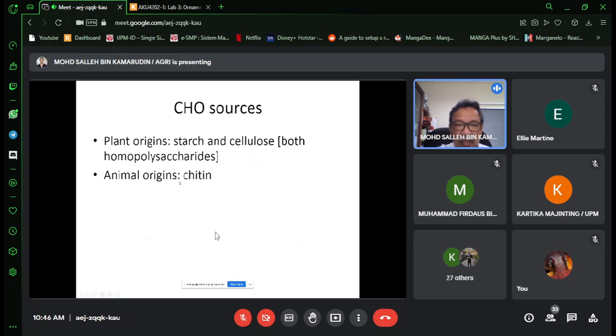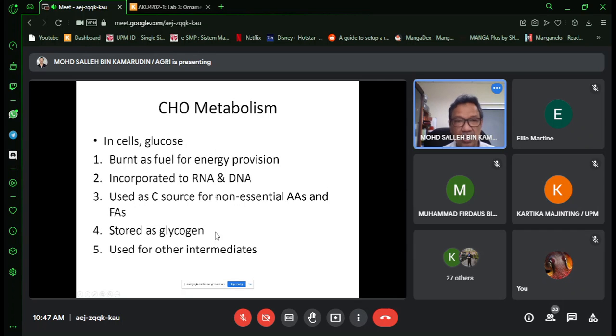Biasanya chitin ini digunakan untuk apa? Menghasilkan kitosan. Kitosan ini kalau untuk manusia is bagus untuk merampingkan badan. Digunakan, dia akan serap lipid, lemak yang kita makan, dan lemak tu taklah berlebihan masuk ke dalam badan kita. Ya. Itulah yang daripada chitin ini banyak digunakan untuk guna as a fat blocker.